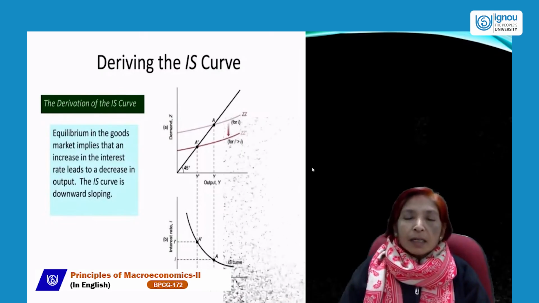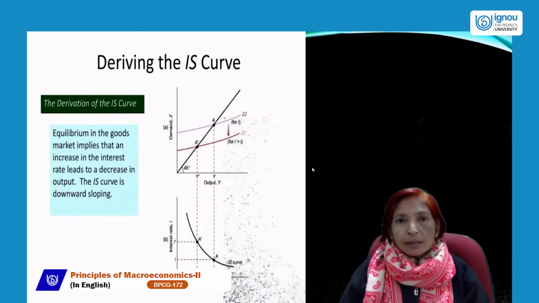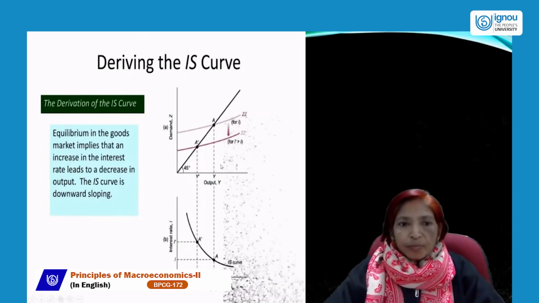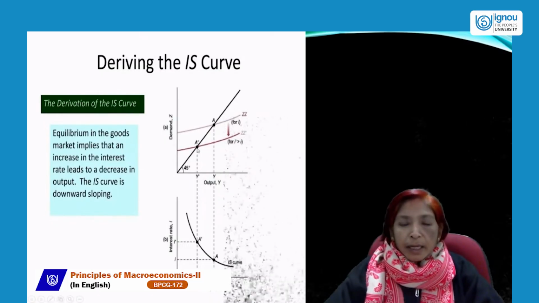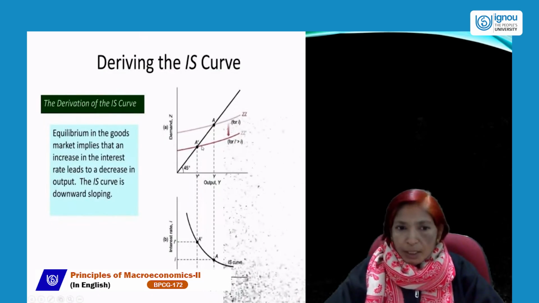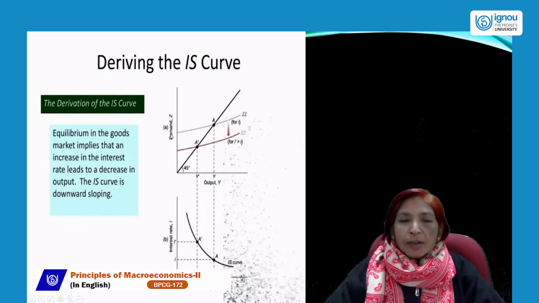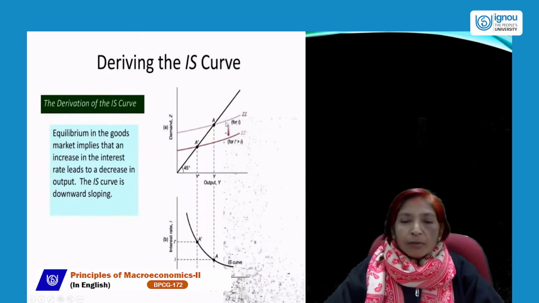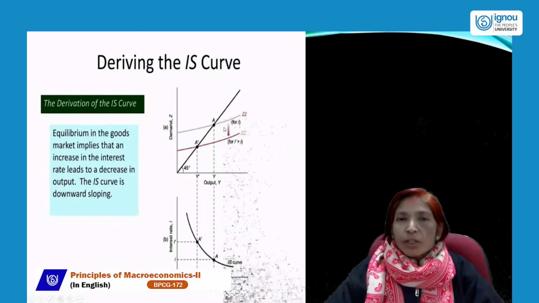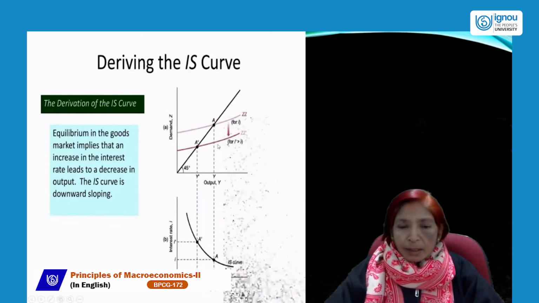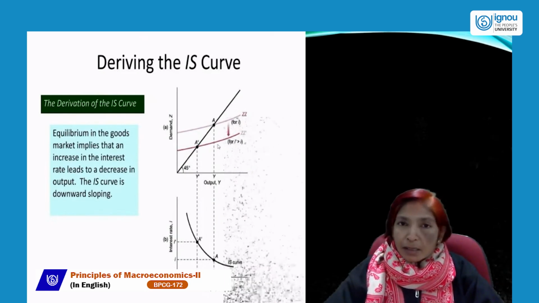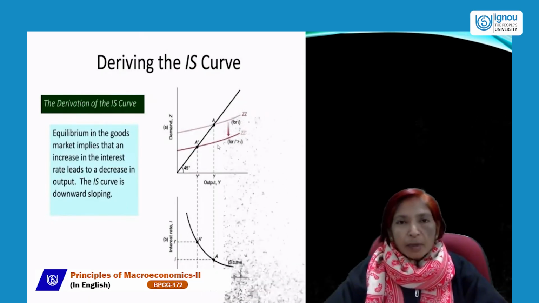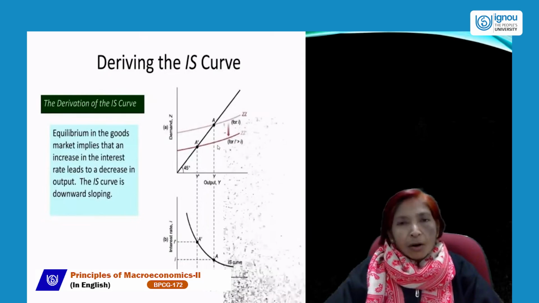Where the AD curve intersects the AS curve, that is called the equilibrium point. At this equilibrium point, if we assume that the first equilibrium point is A and if demand falls, then this curve will shift downward. And if aggregate demand increases, then this curve will shift upward. So aggregate demand can increase or decrease.